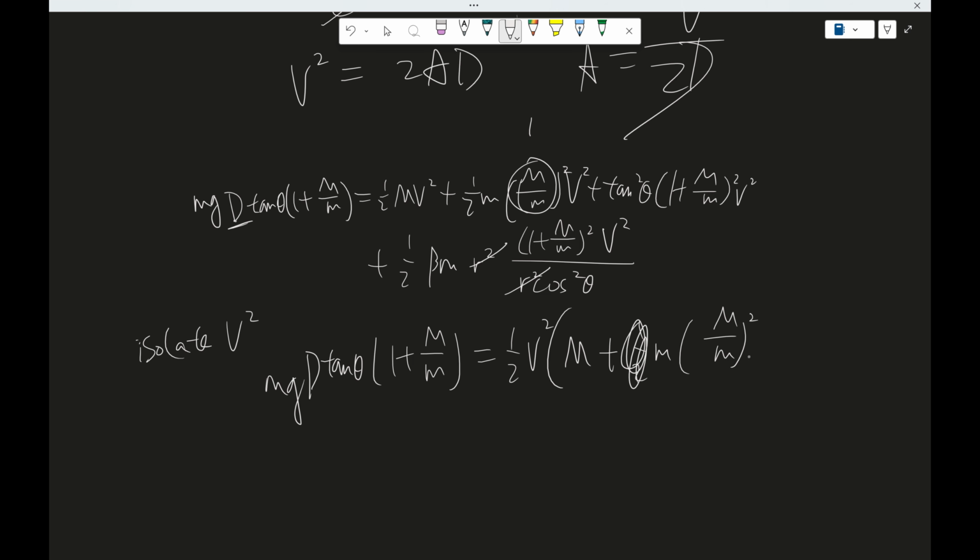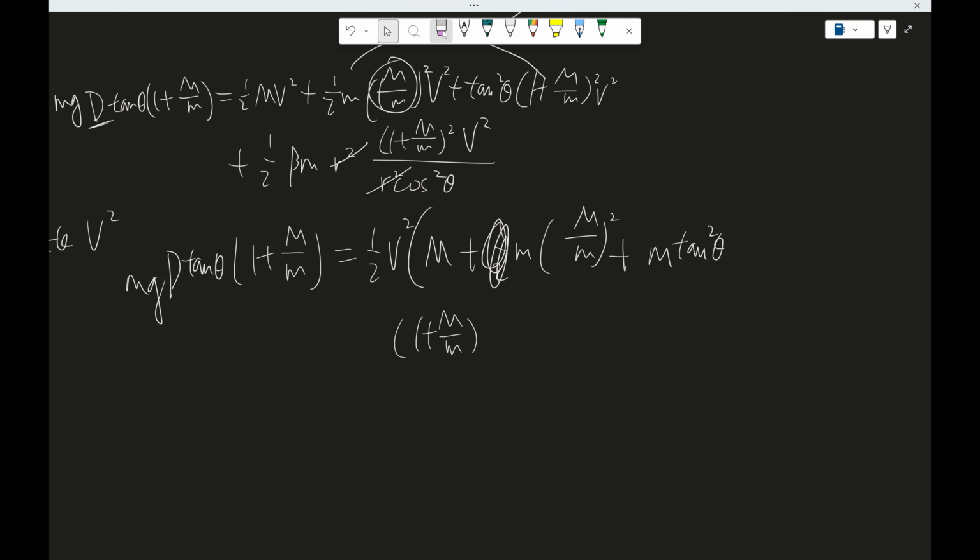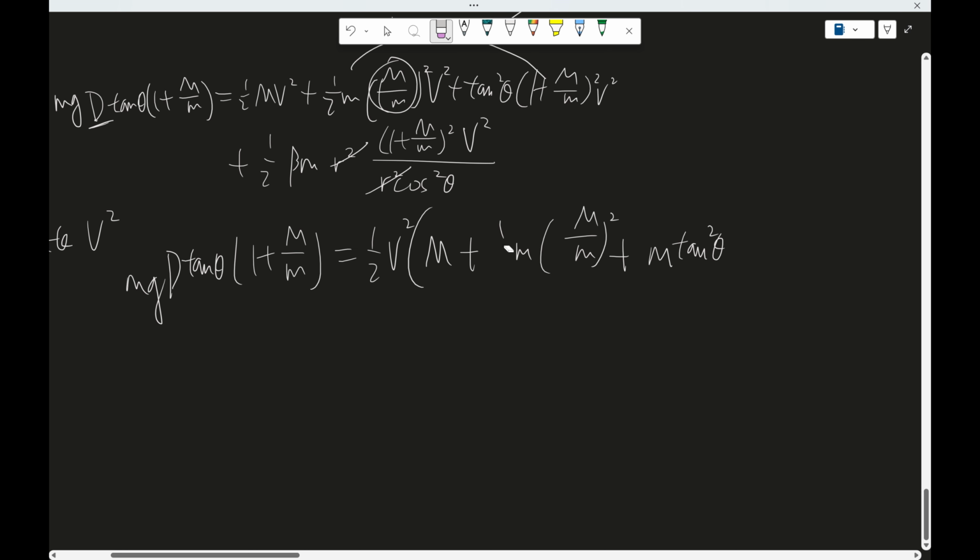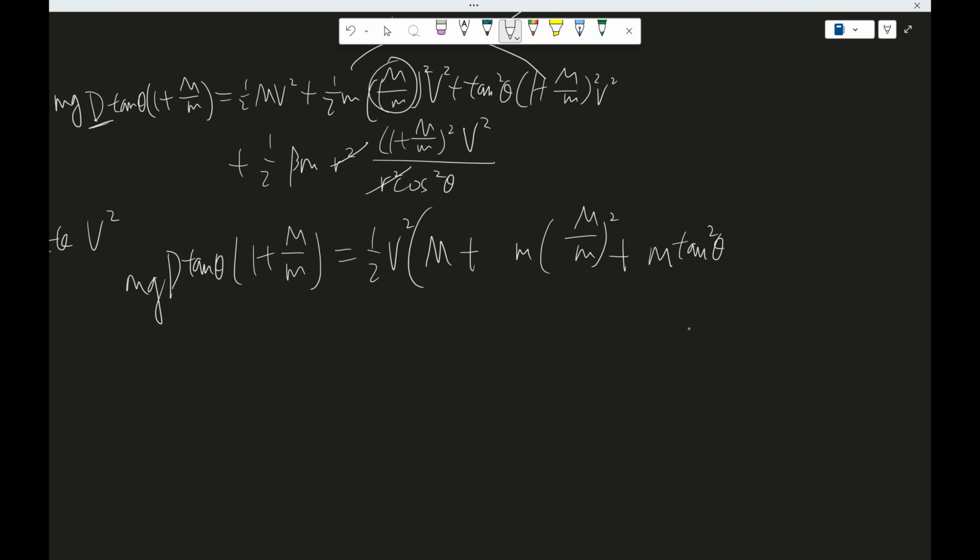And then next we have plus m. So if we look at this term, we have m tangent squared theta, and then 1 plus big M over small m squared. Let me just write it more neatly. Right? And then this term will have plus beta m, 1 plus big M over small m squared over cosine squared theta.